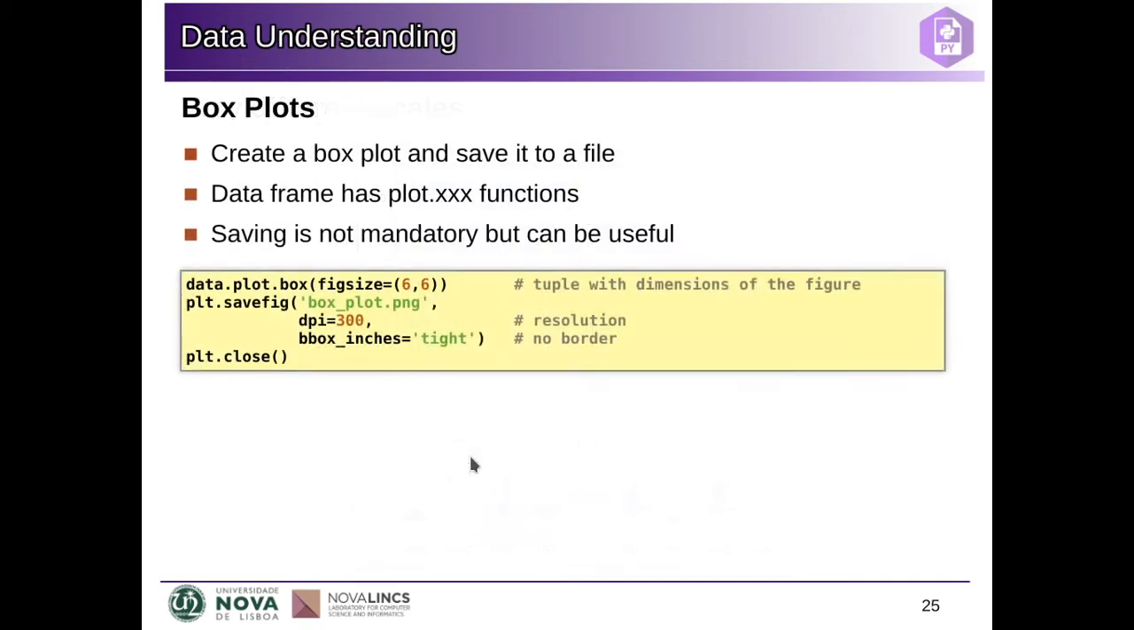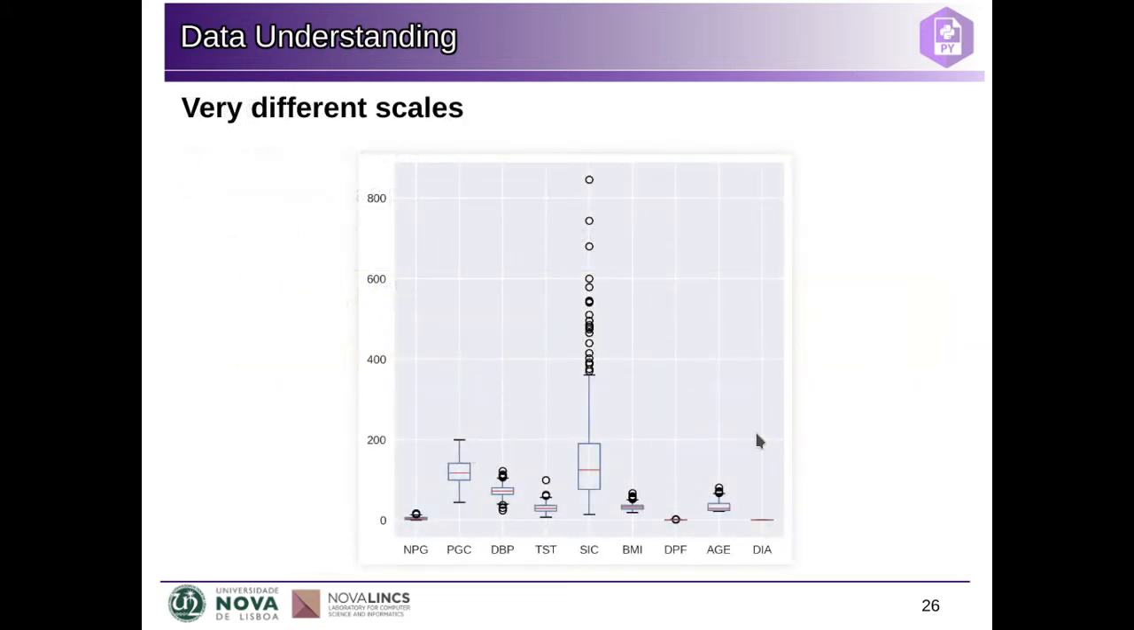So if we do the box plot with our diabetes data, we see that we have a very strange thing here, because these are all in different scales. For example, the number of pregnancies is a small number, very close to 0, but the serum insulin concentration, depending on the units it's measured in, in this case goes to 800.